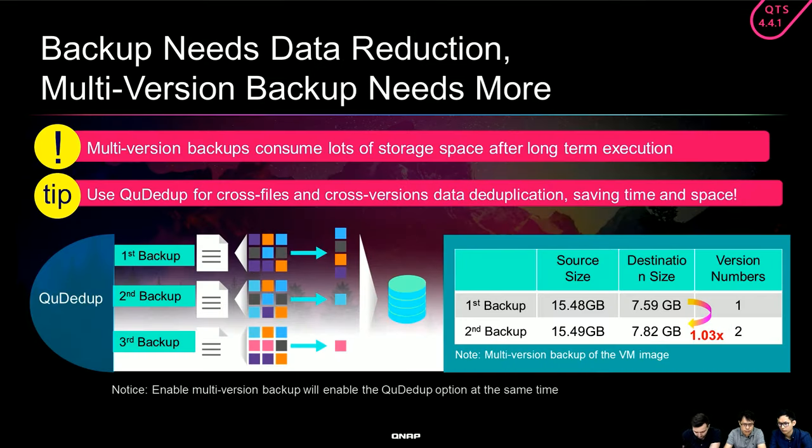And here you can see if the user wants to do multi-version backup, they have a problem, because if they keep a lot of versions, it needs a lot of storage space. But with our deduplication, you can see the first backup goes from 15 gigabytes to 8 gigabytes. The second VM image is still 15.49 gigabytes, but after the deduplication and multi-version backup, the backup data in the destination only increased to 7.8 gigabytes. So it's like 1.03 times.